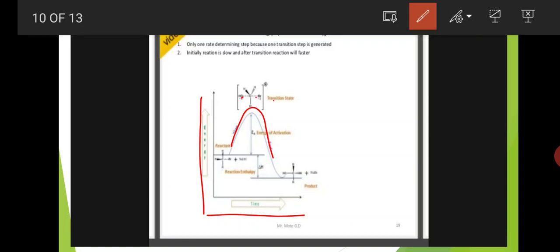This is the transition state of the intermediate compound. Here the reactant is there and here the product is there. First the reactants are alkyl halide plus nucleophile. This is the transition state, and the products are the alcohol and sodium halide. Okay, the energy level diagram of SN2 is like this. In the SN1 reaction, two peaks are there, but in SN2 only one peak, one transition state. That's it.